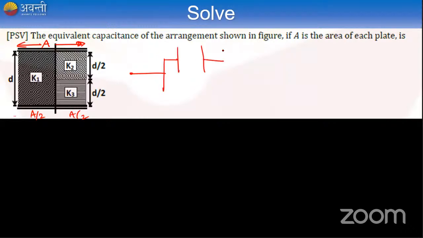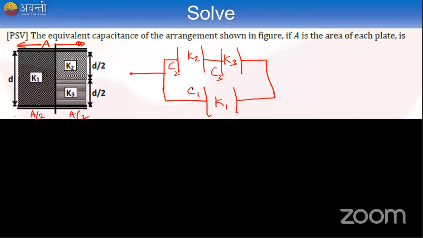So we have two capacitors connected in series, and one capacitor connected in parallel. Say this is K1, this is K2 and K3. So capacitance C1, C2 and C3, each with area A by 2. The capacitor K1 has a separation distance of D, whereas capacitors C2 and C3 have a separation of D by 2 and area of cross section A by 2. If this is the nature of the circuit, please find out the effective capacitance.